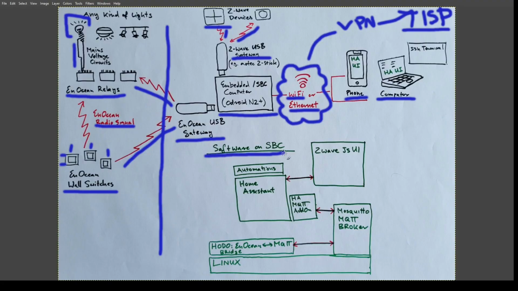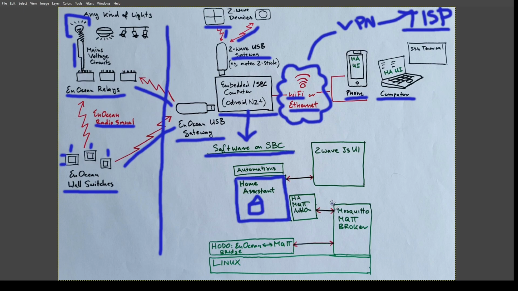So now let's talk about the software. Those were all the hardware parts involved here. The software that's running on this embedded computer is Home Assistant. That's very important. Home Assistant is this open home automation platform that I can really recommend for everybody. It's super easy to use and it can create all sorts of automations.